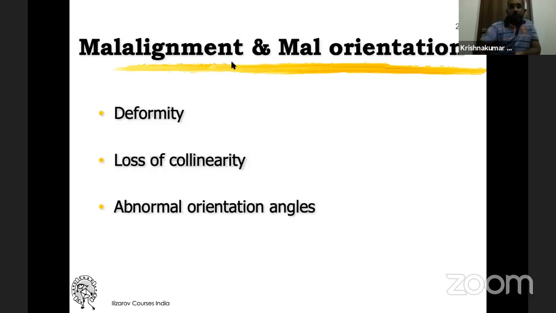We'll come to malalignment and malorientation. Now, when there is a malalignment or a malorientation of the joint lines, we get a deformity. There is loss of collinearity and abnormal orientation angles. So now we are coming to the deformity correction proper.